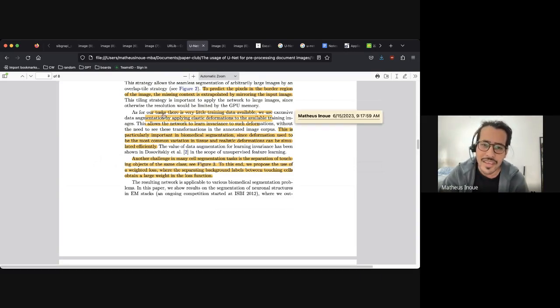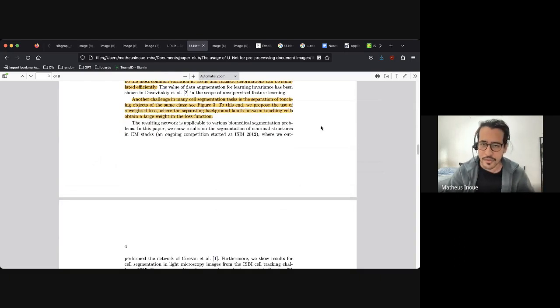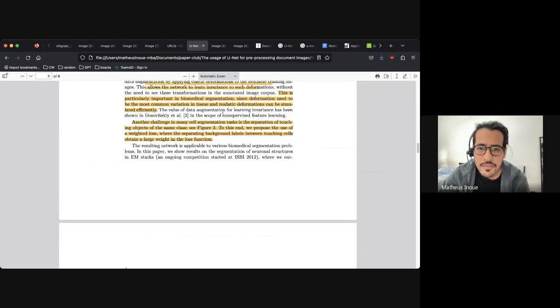So they use excessive data augmentation. They applied some deformations to the image to get more images to train on. They also say this is particularly important in biomedical segmentation, because these deformations are really common in tissues and can be realistically simulated. I think that's very interesting for people to know about this type of problem, right? You have to know this to be able to tackle the problem.